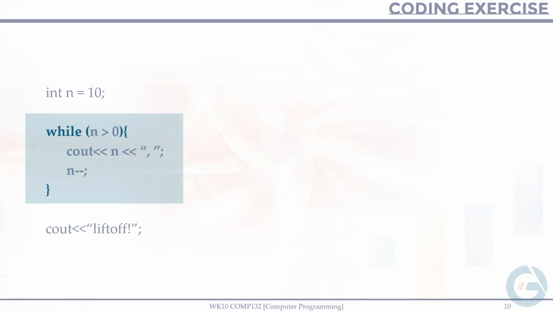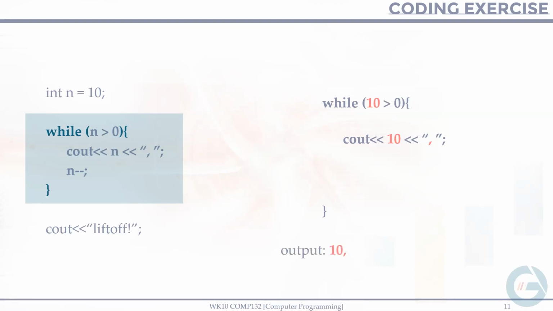Statement 1 will simply output whatever value n is, say cout n, and the comma. The second is n minus minus, which is the decrement. It will decrease the value of n by 1. The first value of n is 10, the initial value. It will evaluate first: is n greater than 0? Of course, that is true. Since this is true, it will execute the statements inside the body. The first statement will output that 10 and the comma.